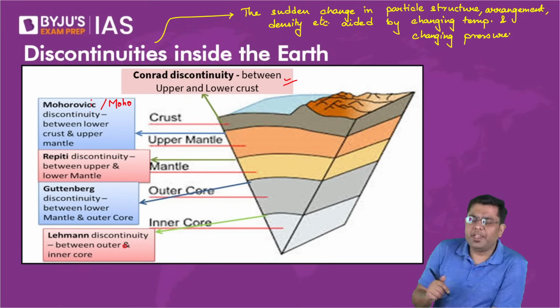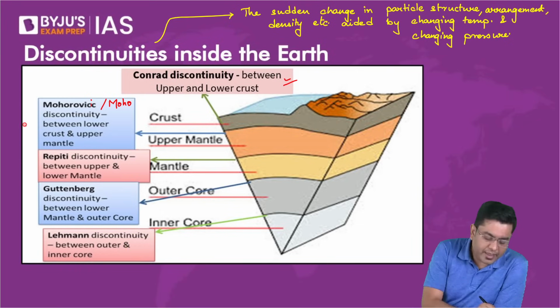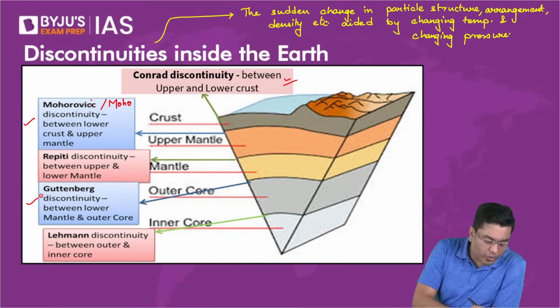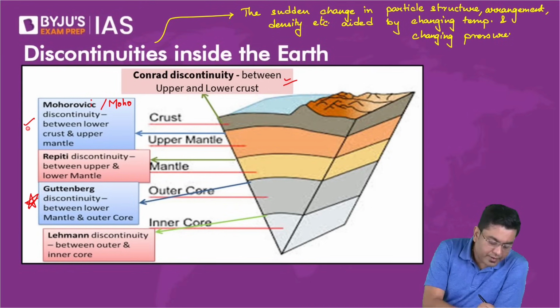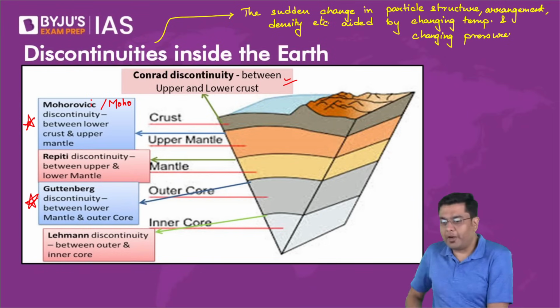Now, out of all of these, the important ones for your examination, from a general studies perspective, are going to be Moho and Gutenberg. These are the important ones for your prelims that you should be aware of.